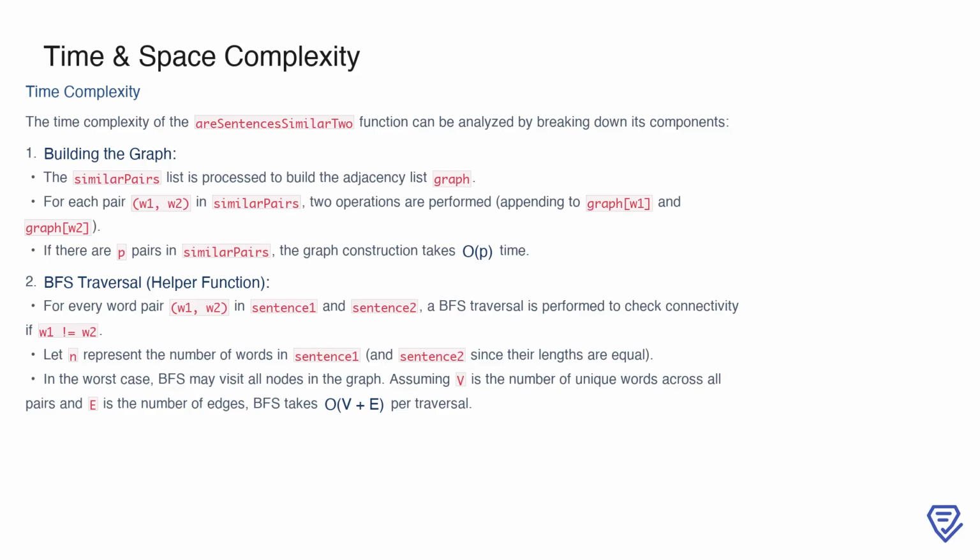Next, we analyze the BFS traversal, which is used to check connectivity between words. For every word pair, W1, W2, in sentence 1 and sentence 2, a BFS traversal is performed if the two words differ. Let n represent the number of words in sentence 1, which is the same as in sentence 2 since their lengths are equal. In the worst case, the BFS traversal might visit all nodes and edges in the graph. Assuming V is the total number of unique words across all pairs and E is the number of edges, each BFS call takes V plus E.